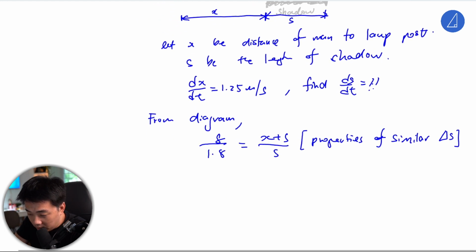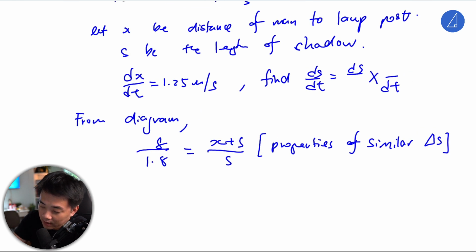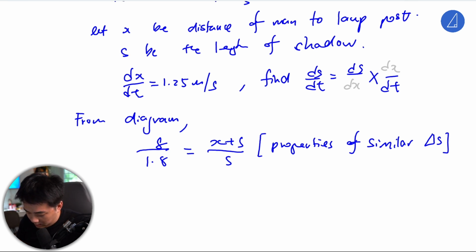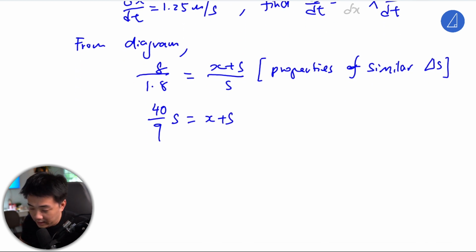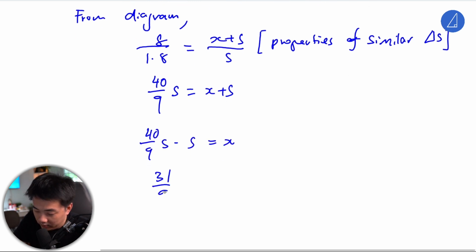Once we're done, I need to find ds/dt using the chain rule. What I need is dx, because I already have dx/dt. So I need to find s in terms of x, so I make s the subject. 8 divided by 1.8 is 40 over 9, which equals x plus s over s. So 40/9 s minus s equals x. That will be 31/9 s equals x.